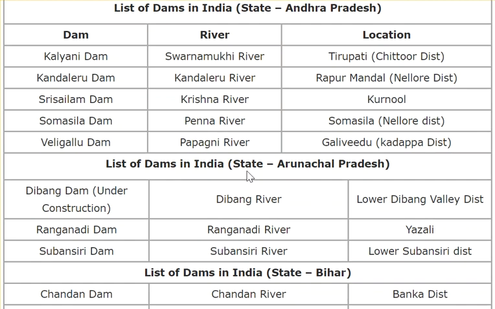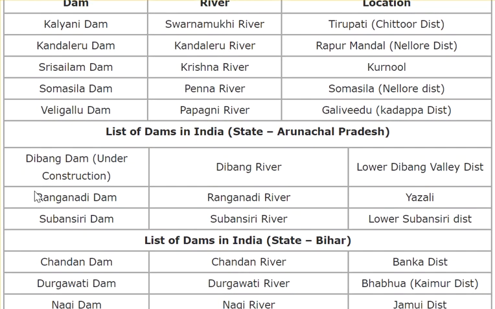And thereafter comes which dam is on which river. You can remember it thereafter. Kalyani is on Swarnamukhi, Kandaleru is on Kandaleru. It is easy to remember. Okay, so these names you have to remember first. And then, for example, Ranganadi Dam is on Ranganadi River in Arunachal Pradesh.